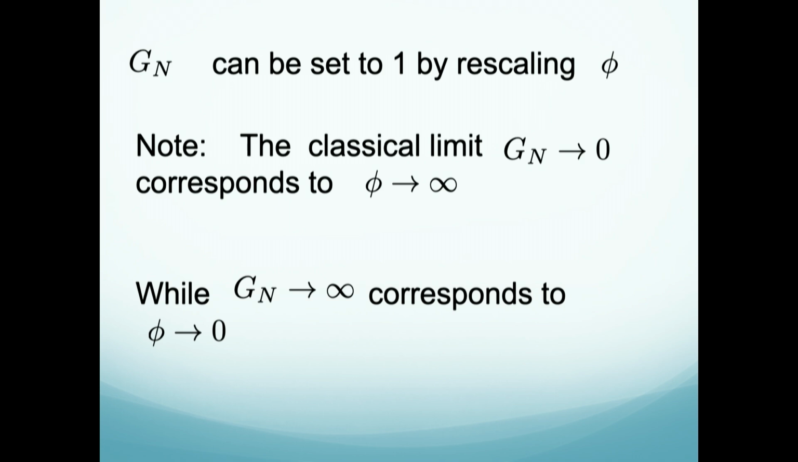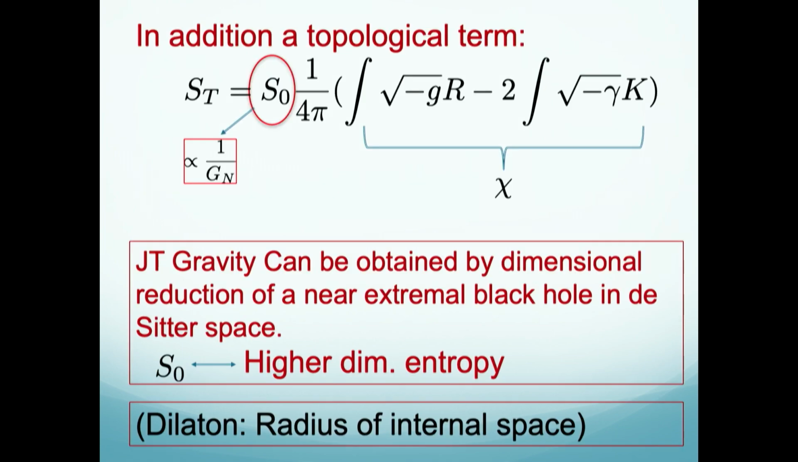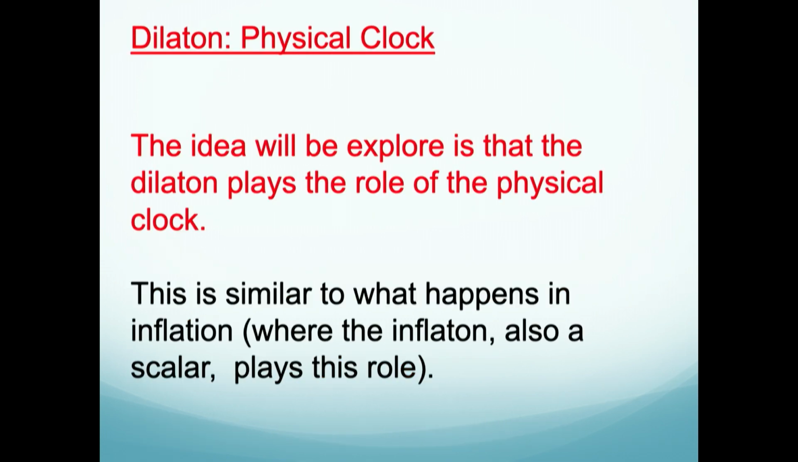And after we do that, the thing to remember is that the classical limit, g Newton goes to 0, will correspond to the dilaton going to infinity. There's also actually an additional term, which is a total derivative, which corresponds to the Euler density and is proportional to the Euler character. Its coefficient one should think of as being proportional to 1 over g Newton. When JT theory is obtained by dimensional reduction from higher dimensional space, then S0 is proportional to the higher dimensional gravitational entropy. And also the dilaton then is related to the radius of the internal space.